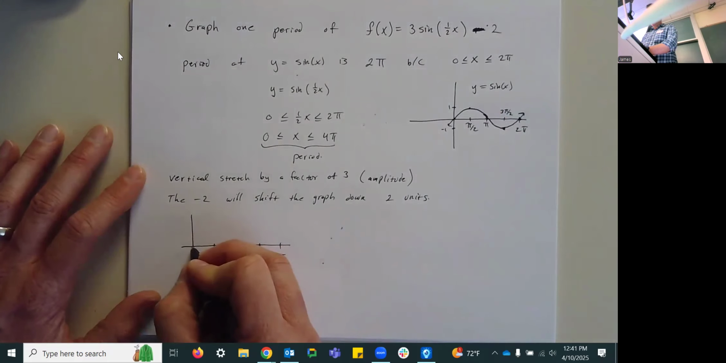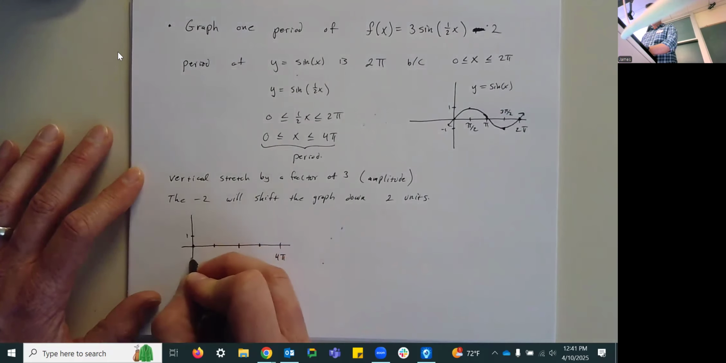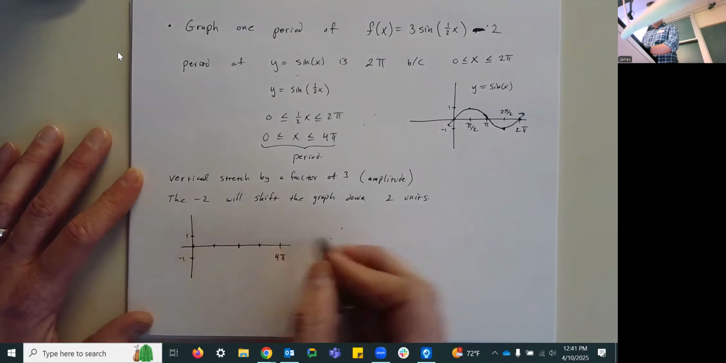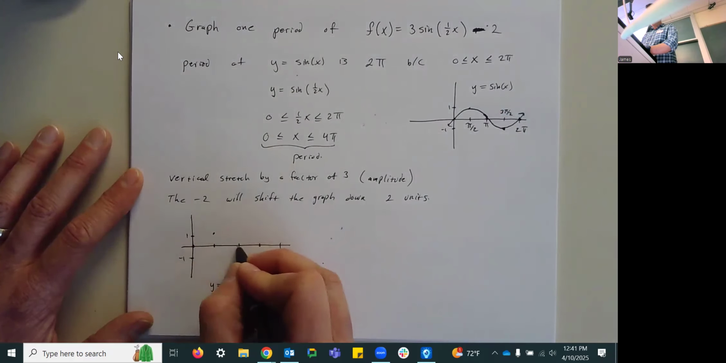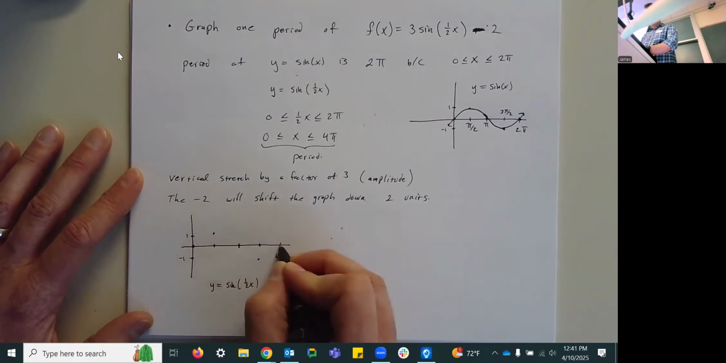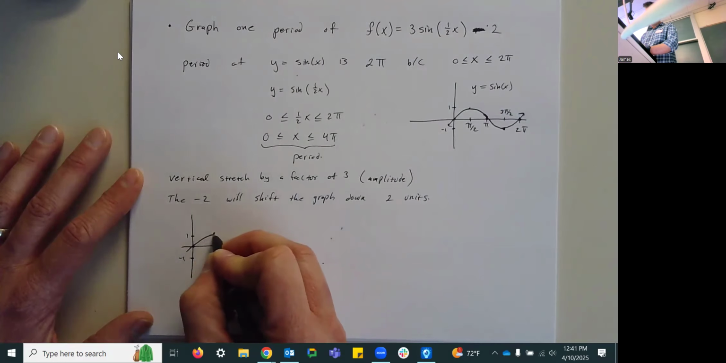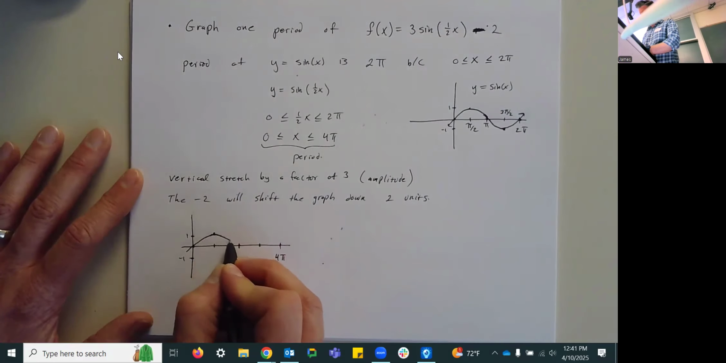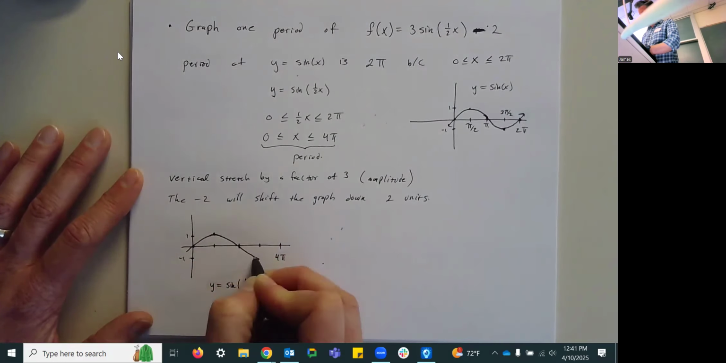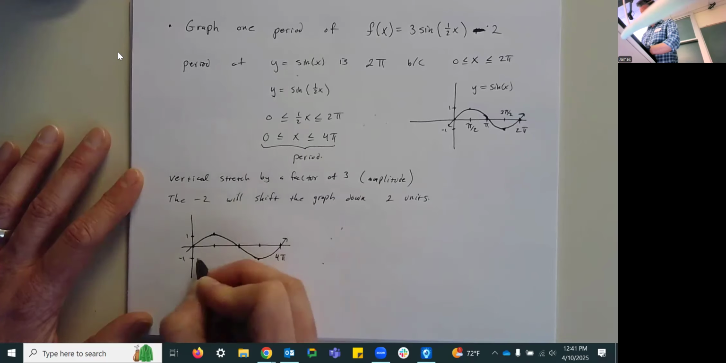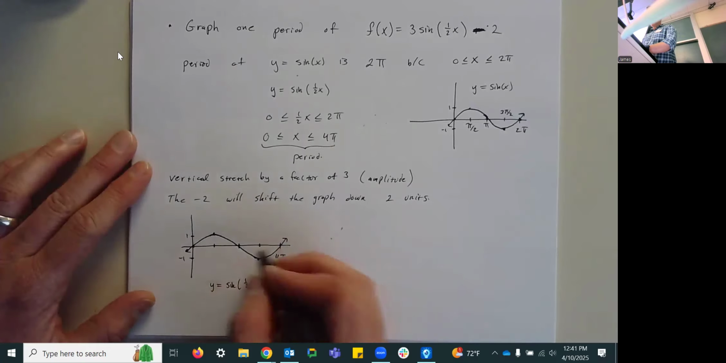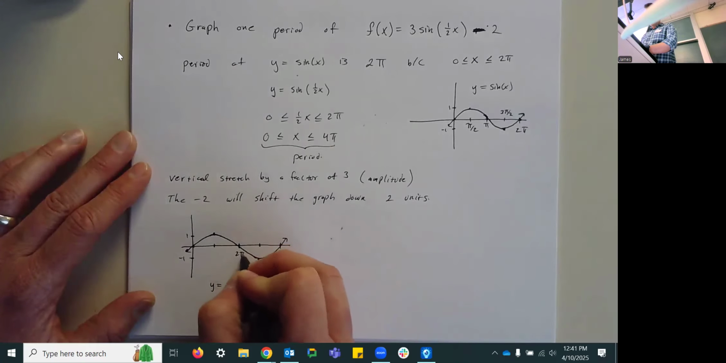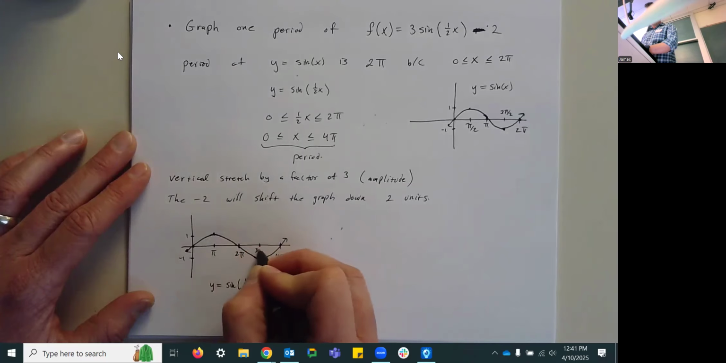So usual shape. Still goes as high as 1, as low as -1. And I meant to label it. This is y equal to sine of 1/2 x. So we go here, and then here, and then here. There. So again, same shape, it's just been stretched horizontally. And we could label these intermediate points. This is going to be 2 pi, pi, 3 pi.